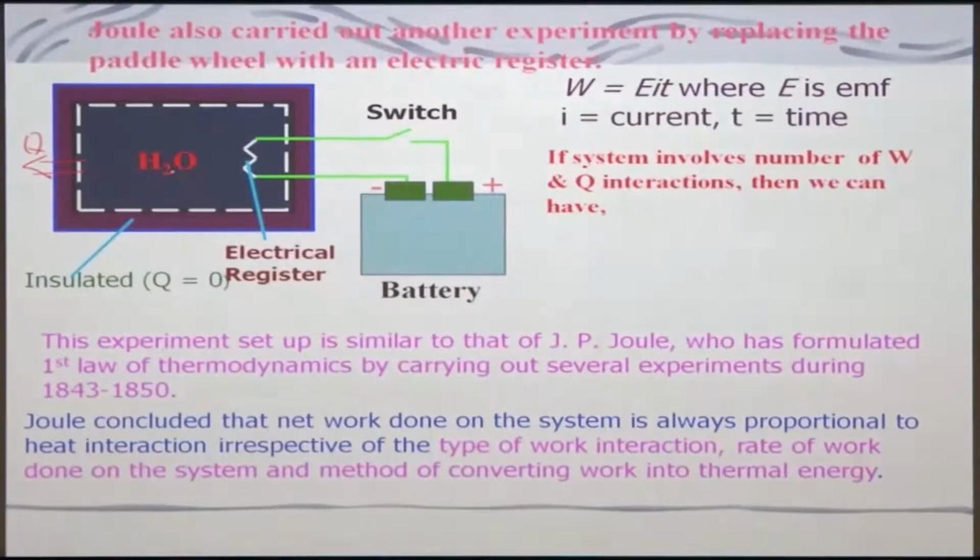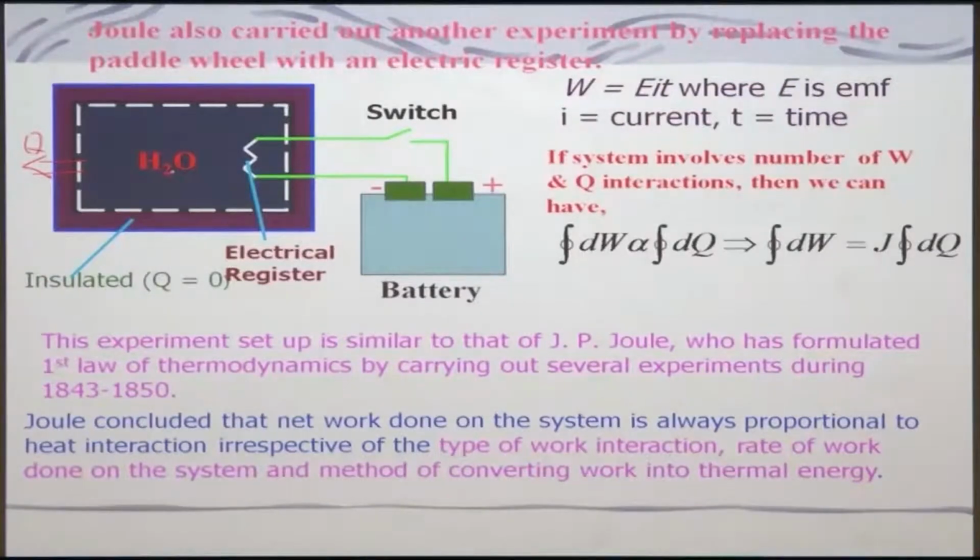In other words, if a system involves a number of work and heat interactions, then we can have that the cyclic integral of the work is proportional to the cycle integral of the heat interaction, which is ∮dW = J ∮dQ. J is a constant, and in SI units J is basically equal to 1, and we call it Joule's constant, and this is basically the first law of thermodynamics. Okay.